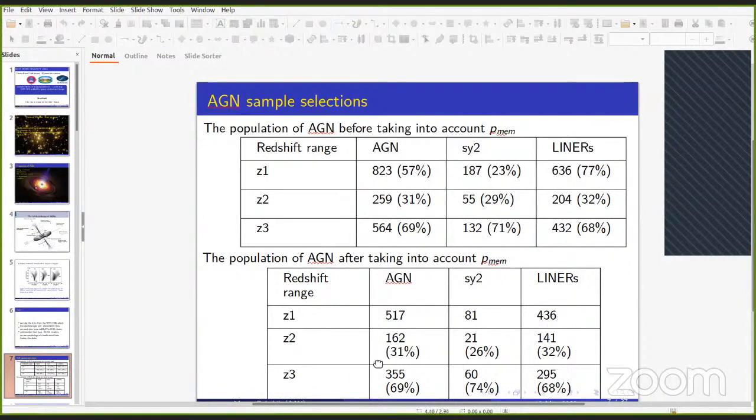When we divide into low redshift and high redshift, there were big changes. We found 26%, or 21, of the Sy2 at low redshift and 60 at high redshift. For LINERs, 141 are found at low redshift, and the rest at high redshift ranges.